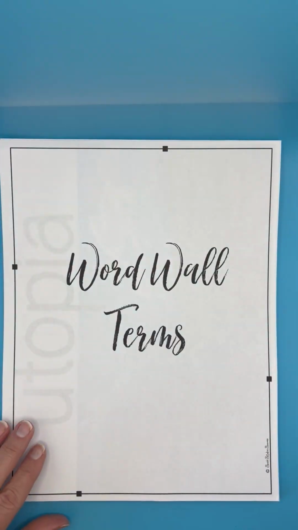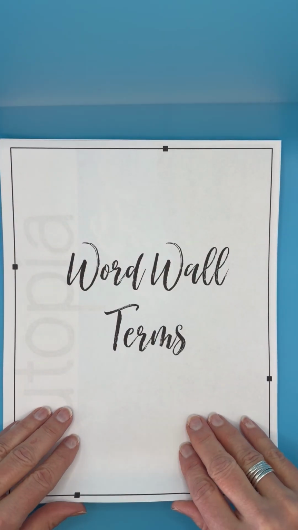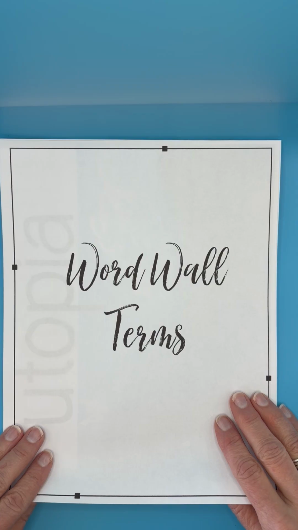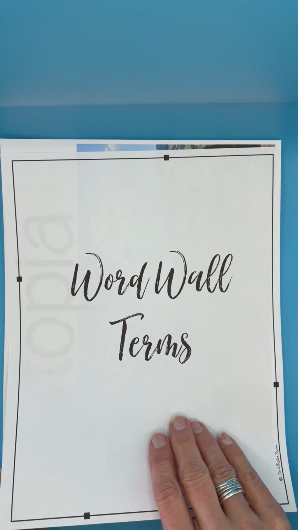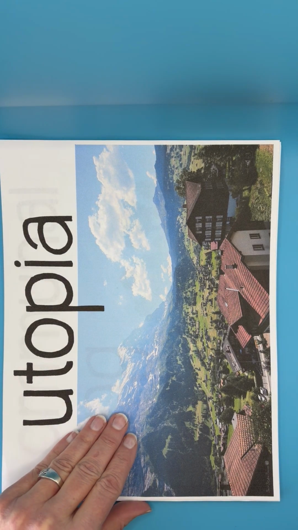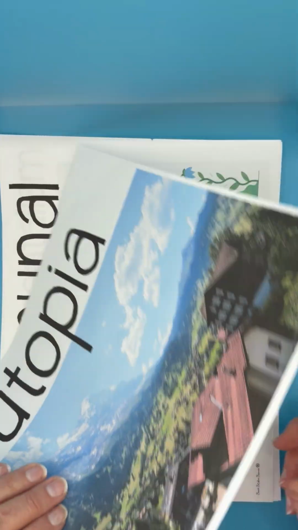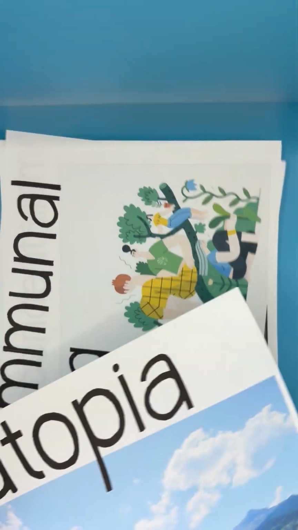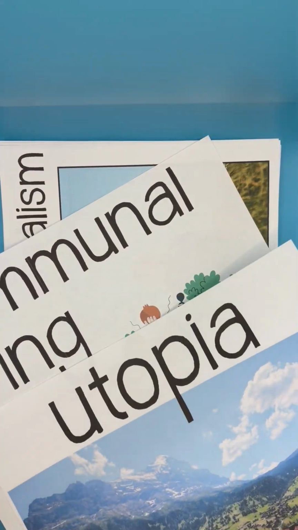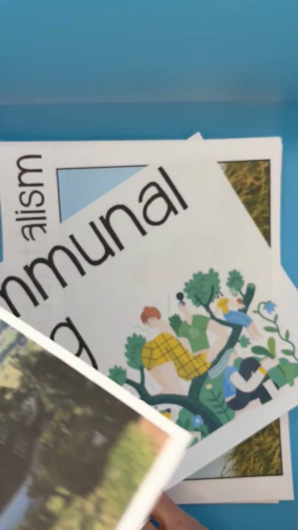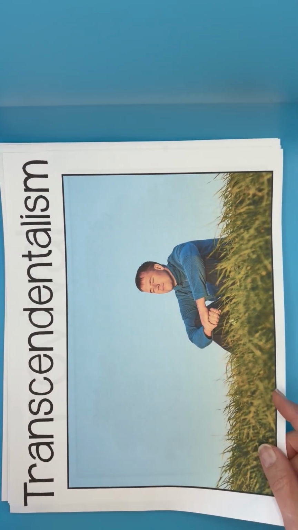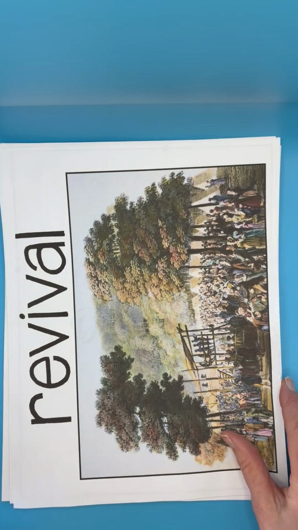All right. Our first step in our instruction is vocabulary instruction. So let's take a look at the terms. There's 4 terms that you'll want to emphasize throughout the lesson, and they'll be emphasized throughout the content readings. And we've got utopia, then we've got communal living, then we've got transcendentalism, and revival. So these will come up regularly.